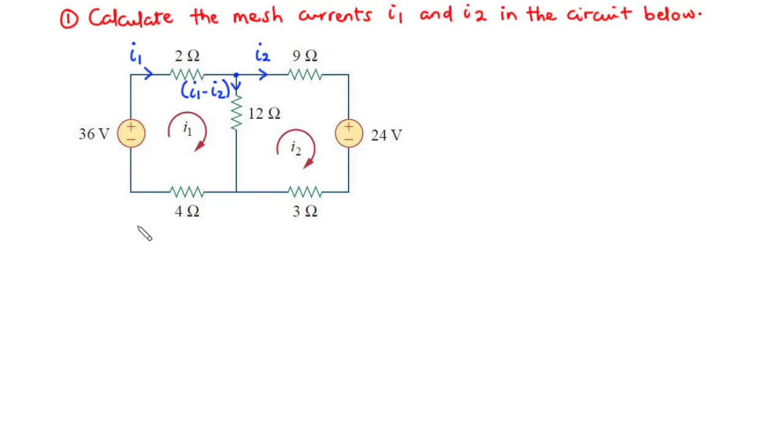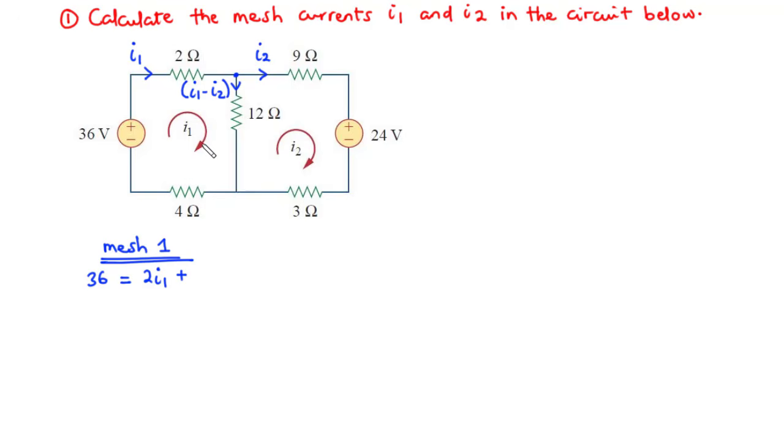So at this point, let's apply KVL to each mesh. For mesh 1, KVL states that the sum of the source voltages should be equal to the sum of the voltages dropped across the loop. So considering mesh 1, we have the source voltage to be 36 volts. So 36 equals, now we have I1 flowing through 2 ohms, so that becomes 2I1, plus the current in this branch, which is I1 minus I2.